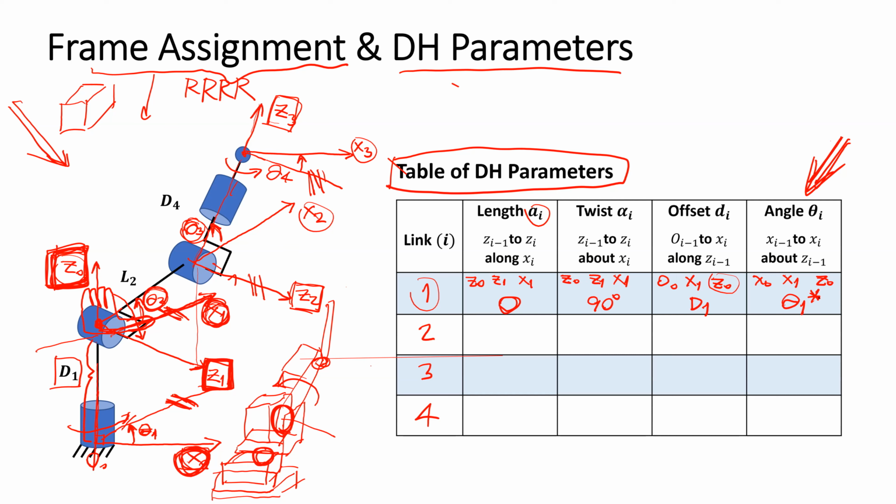How about the link 2? The link length of the link 2 is the distance between C1 and C2 measured along X2. X2 is this line. The distance between C1 and C2 along X2 is the length L2.